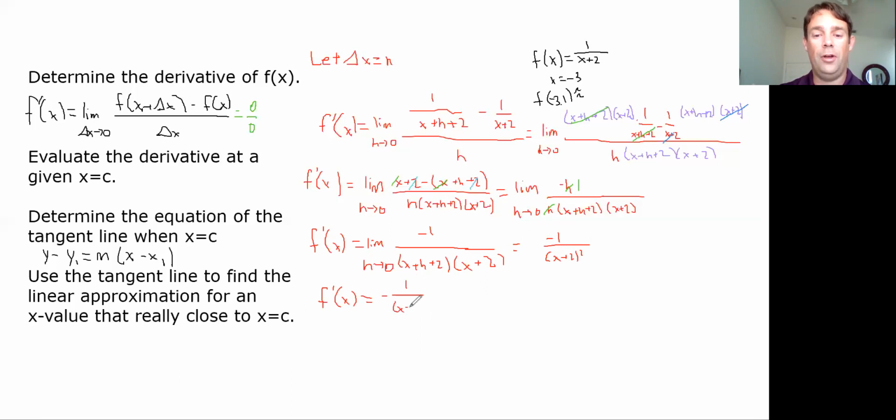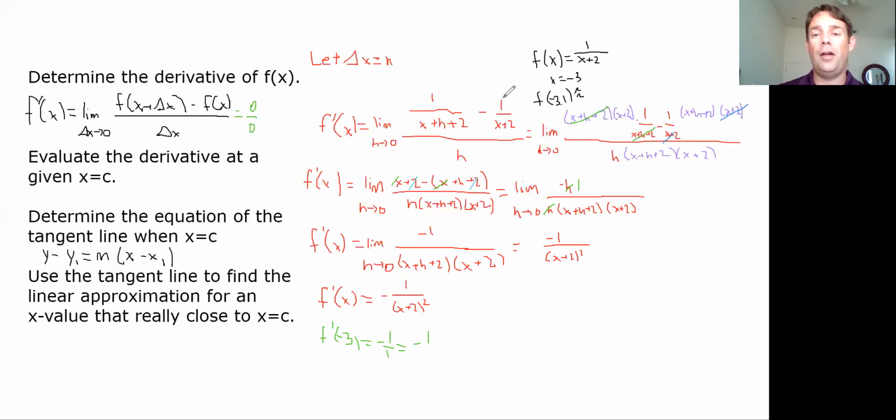Alrighty, friends. So once we have that, now we're able to go ahead and evaluate our derivative. I'm going to go through this fairly quickly because, again, it's just plug and chug. So if I wanted to figure out the derivative at -3, I plug it in there, I get -1 over 1, which is -1. So my derivative would be -1.